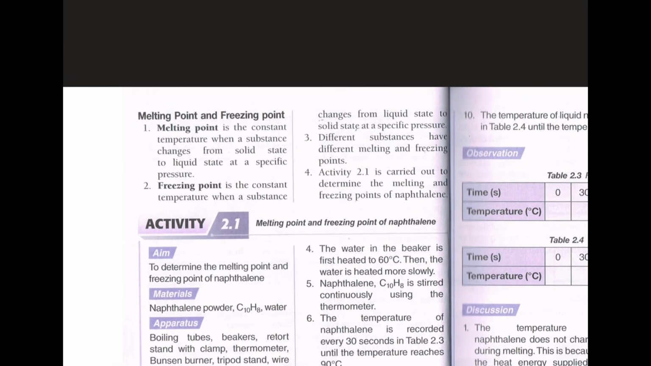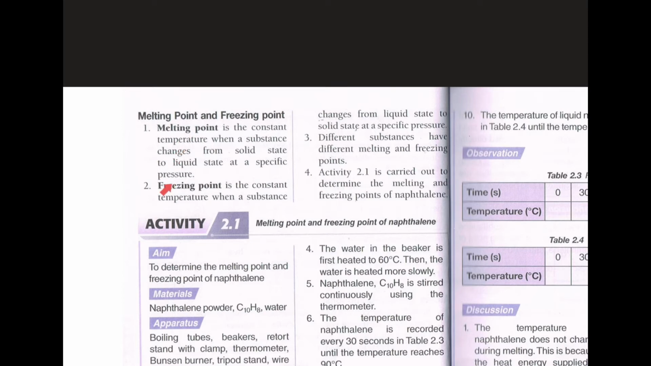Melting point and freezing point. Melting point is the constant temperature when a substance changes from solid state to liquid state at a specific pressure. For example, the melting point for ice is 0 degrees Celsius. This happens at atmospheric pressure. If you go to the moon and you want to melt the ice, the melting point is not 0 degrees Celsius anymore. So it depends on the atmospheric pressure or the surrounding pressure. Different surrounding pressure, the melting point will be different.